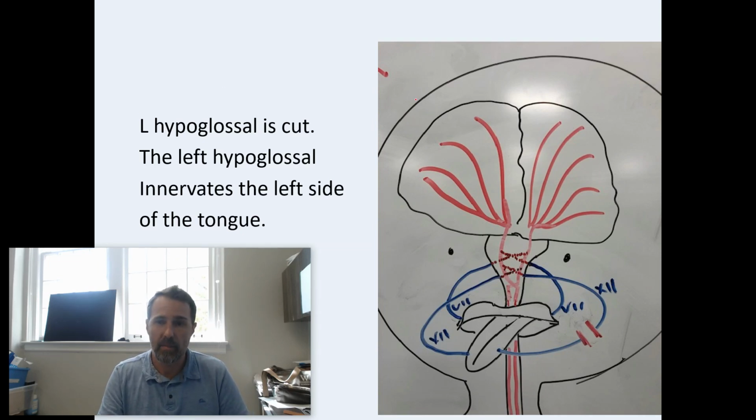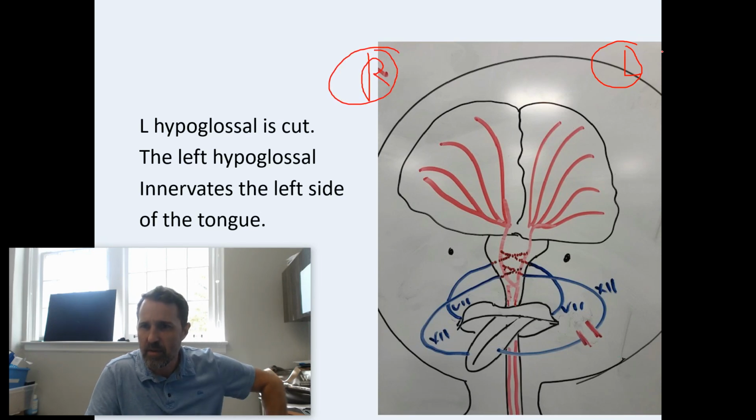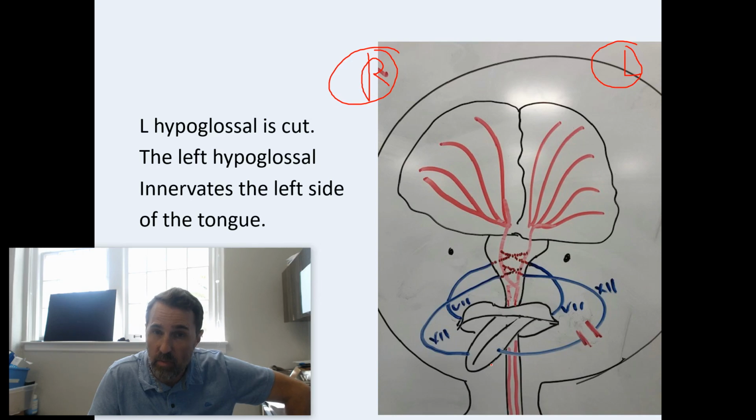So let's damage this guy's, what is that, his left. So let's cut his left hypoglossal. Hypoglossal innervates what? The tongue. Efferently innervates the tongue, so motor to the tongue. So if you damage the left hypoglossal, and this is innervating the tongue, then what's going to be the outcome?